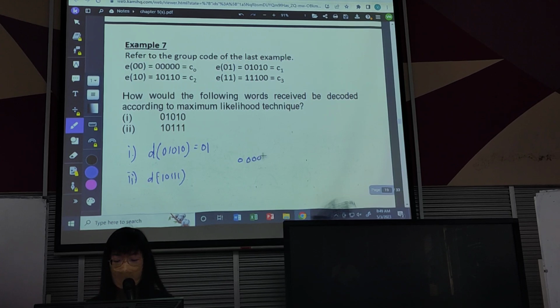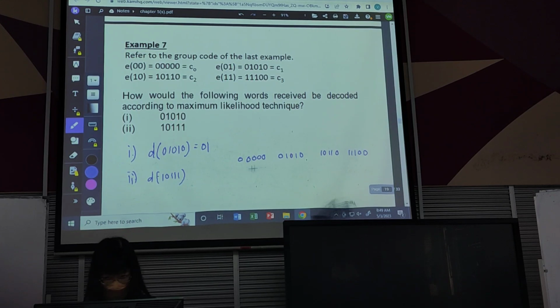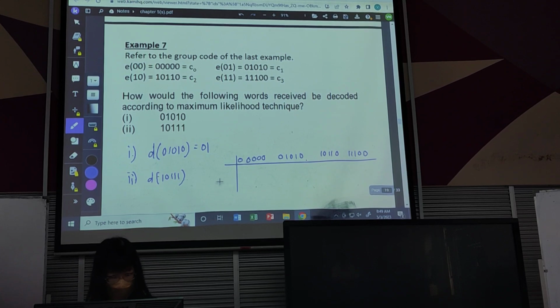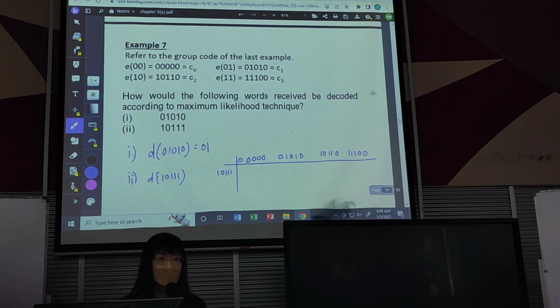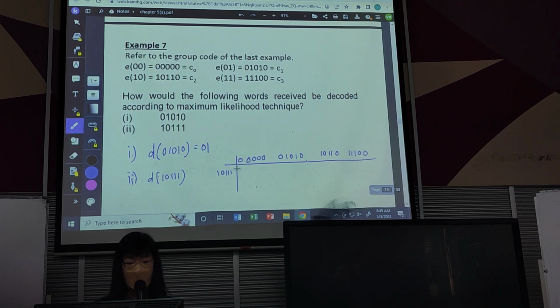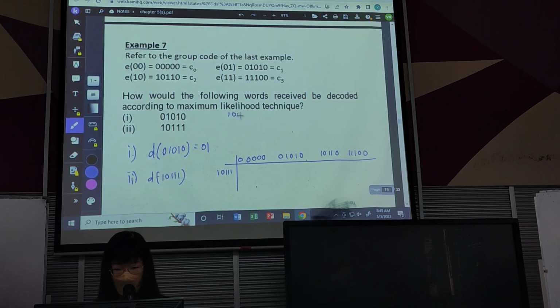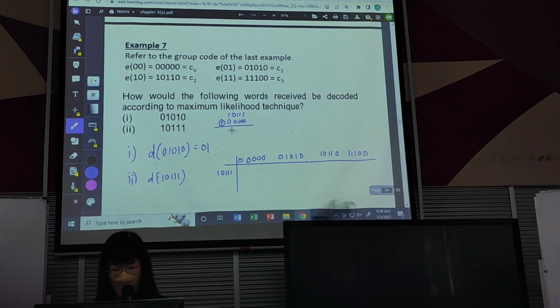You write out all the 4 codes first: 00000, 01010, 10110, 11100. And then here, you put the code you want to decode. You find the distance of all these 4 with this code. What is the distance for the first one? Using the exclusive OR method also. Previously, how did we find the distance between 2 codes? You take the exclusive OR, 10111 with 00000, exclusive OR answer is 10111, right? How many 1s here? 4. So the distance is 4.